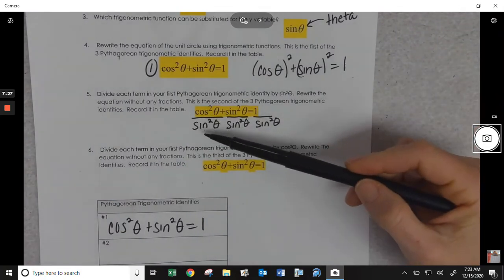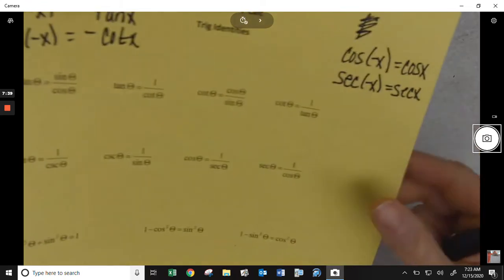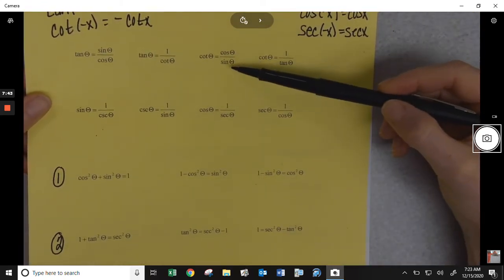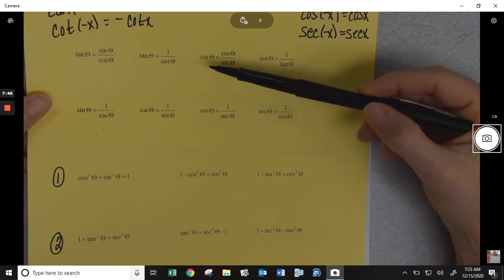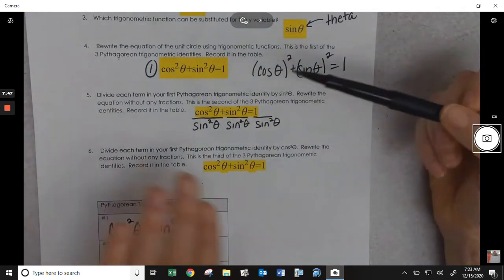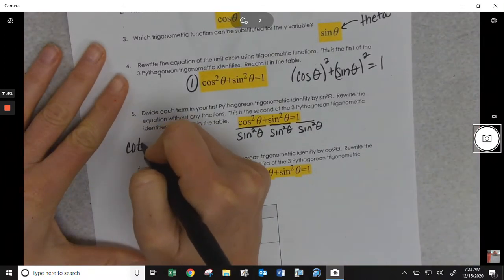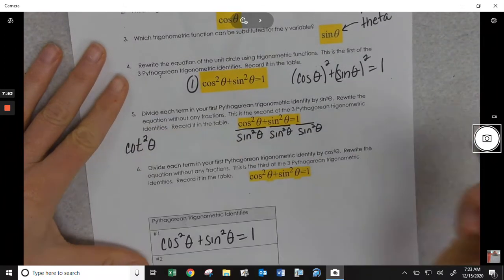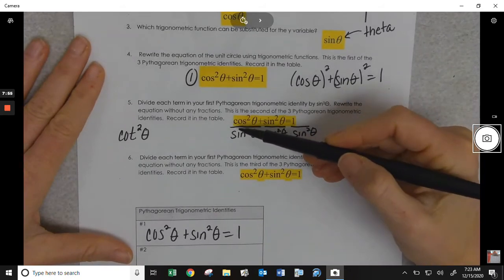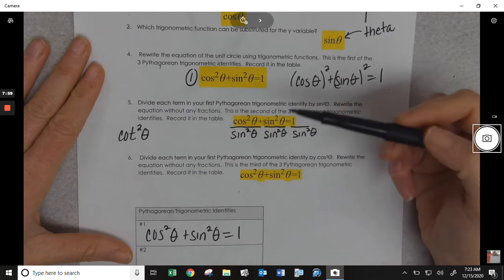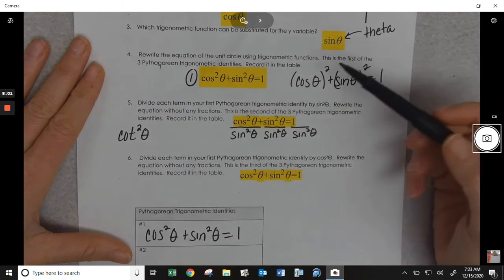Cosine squared over sine squared. Well, if I look on here, cosine over sine is the same as cotangent. So they're actually squared. So what I'm going to rewrite it as is cotangent squared of theta. Because it's basically like having a cosine over a sine times a cosine over a sine. So I have 2 cotangents being multiplied together.